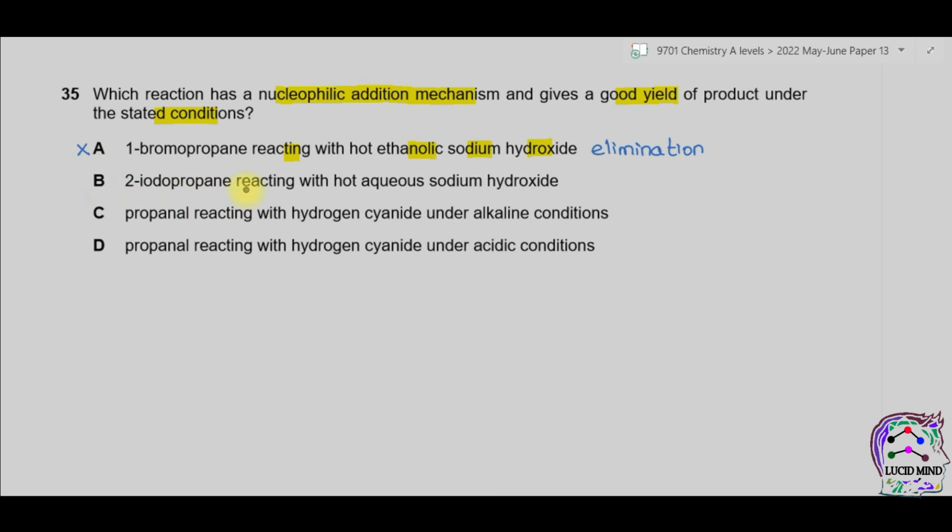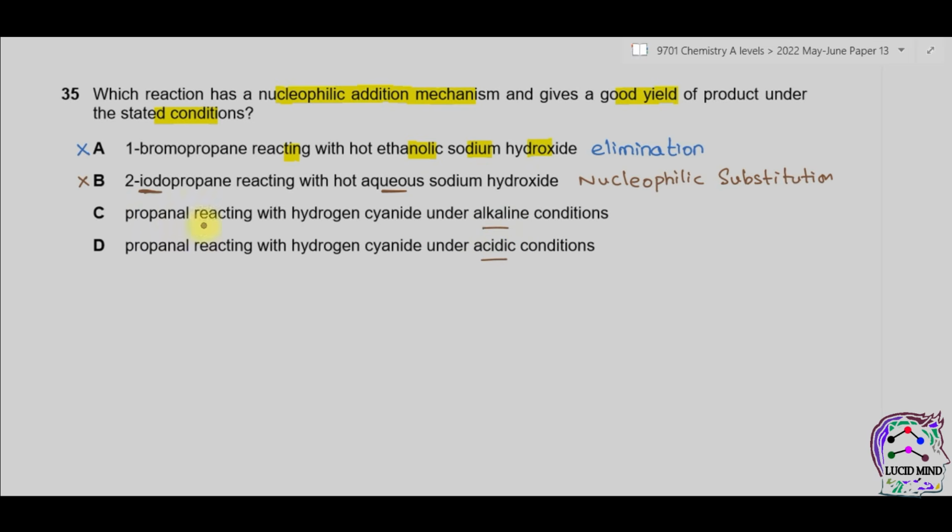Part B, 2-iodopropane reacting with hot aqueous sodium hydroxide. When we have aqueous sodium hydroxide, it means that OH negative will replace this iodine. So this is a substitution reaction, nucleophilic substitution. So again this is incorrect. Part C, propanal, which is an aldehyde, reacting with hydrogen cyanide under alkaline conditions. And part D is the same, only the conditions are different, it is acidic conditions.